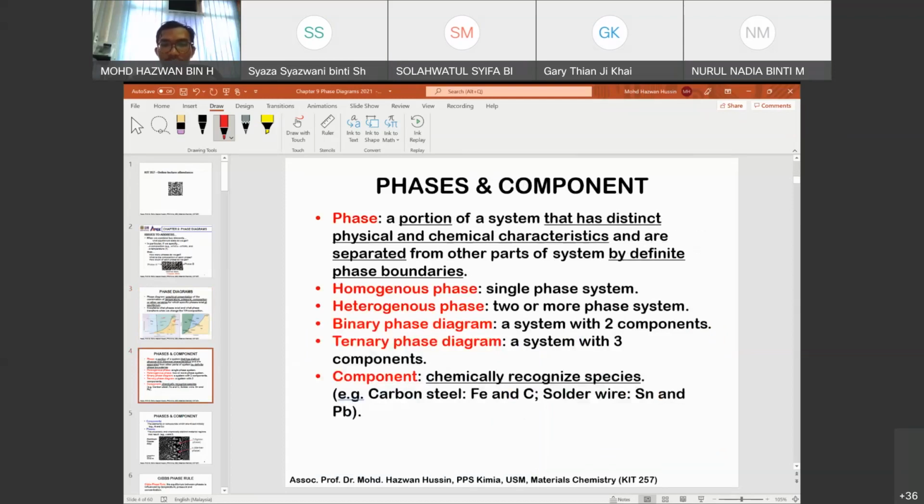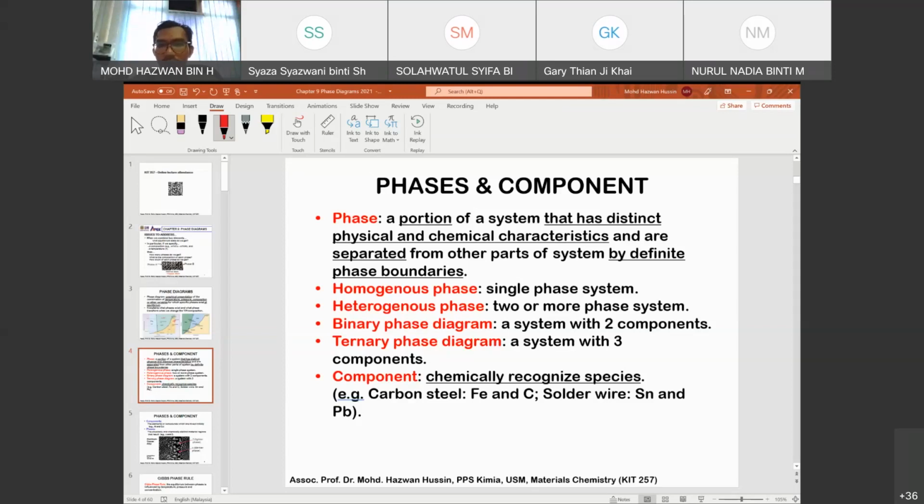So still on the definition, what does it mean by phases? Fasa. It is a portion of a system that has distinct physical and chemical characteristics. When we talk about phase, you know that a phase exists as either solid, liquid, gas, or whatsoever. So these phases have their own special characteristics. In gas, the distribution of the particles is different compared with liquid and also with solid. So this is why it is being defined this way.